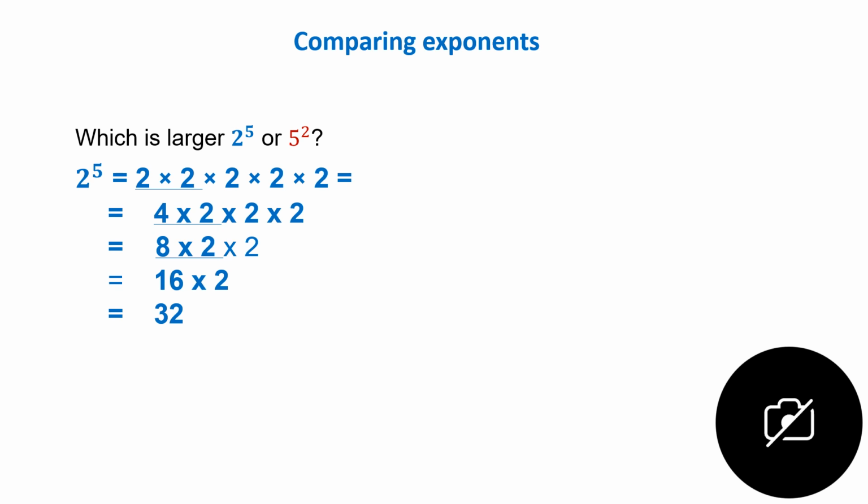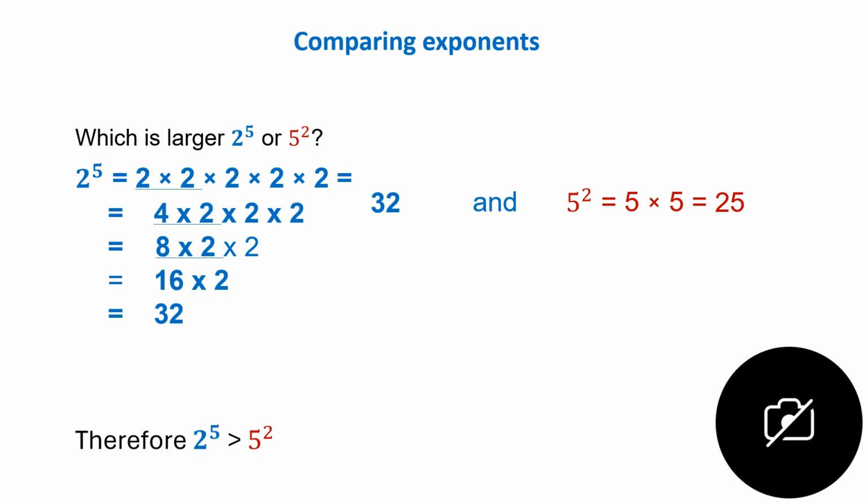Then we need to work out the value of 5 to the power 2. That means 5 times 5. So 5 times 5 is equal to 25. Now clearly you can see that 32 is larger than 25. So we compare it and we say therefore 2 to the power 5 is greater than 5 to the power 2.